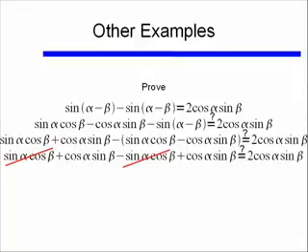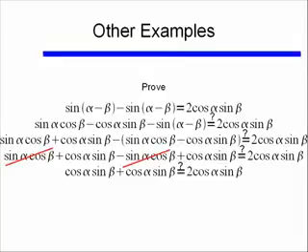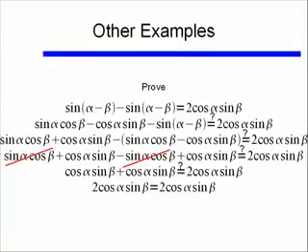Well, if I look at this, I see that I have a sine alpha cosine beta and a negative sine alpha cosine beta. If I add those two together, they equal 0, and I'm left with cosine alpha sine beta plus cosine alpha sine beta. And is that equal to 2 cosine alpha sine beta? Well, if I combine those two terms on my left-hand side, I find out that yes, indeed, 2 cosine alpha sine beta equals 2 cosine alpha sine beta. So I have proven this identity.